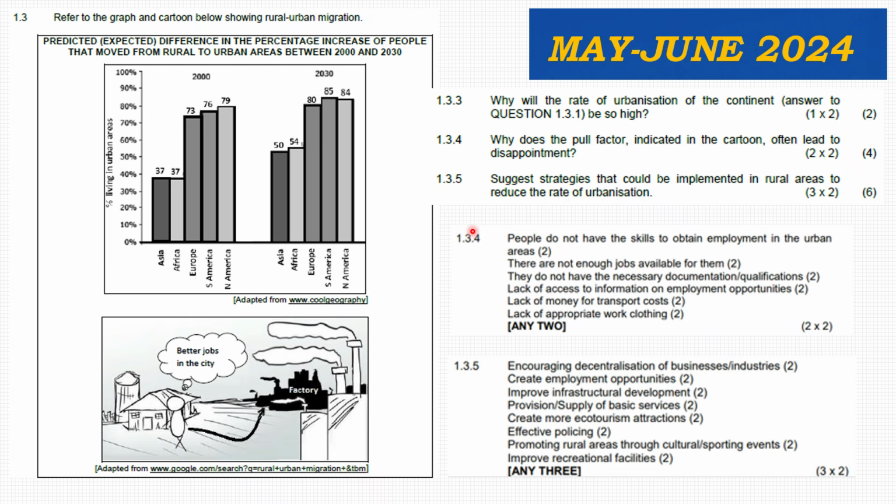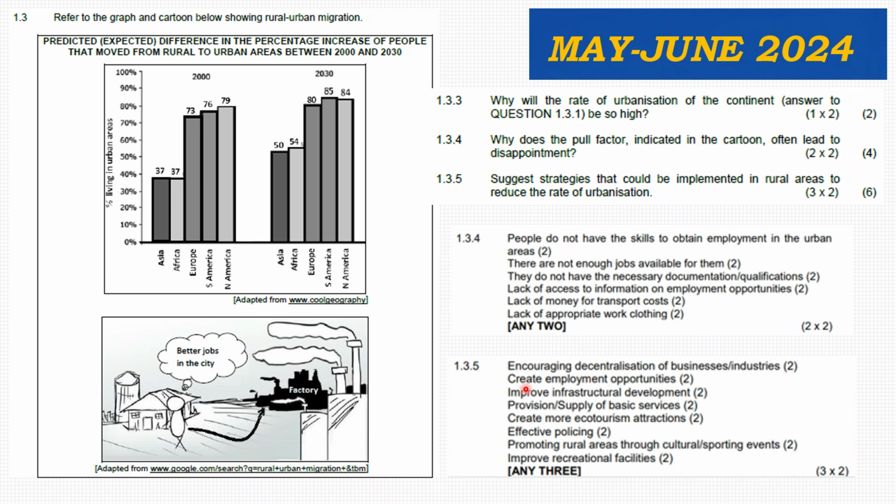1.3.5, suggest strategies that could be implemented in rural areas to reduce the rate of urbanization. So if you want less people to be in urban areas, what can you do? You can encourage decentralization. When we say decentralization of businesses, it means that businesses should not be centralized in the urban area. We can move some of the businesses into rural areas. By doing that, obviously, people will remain in the rural area, so there will be less people going to urban areas.